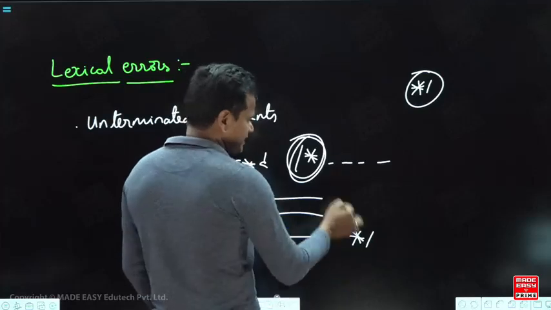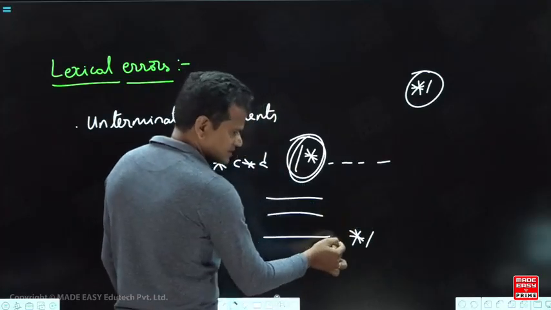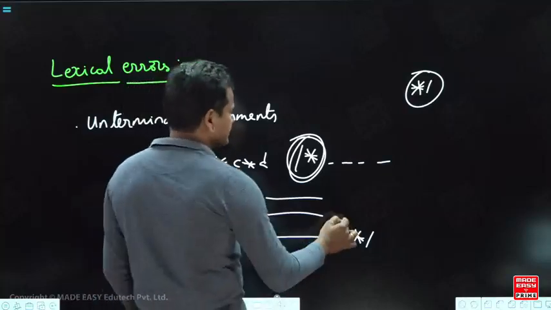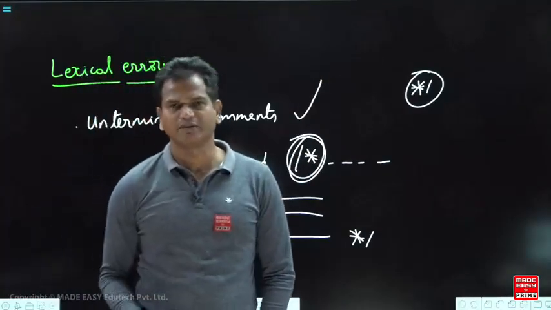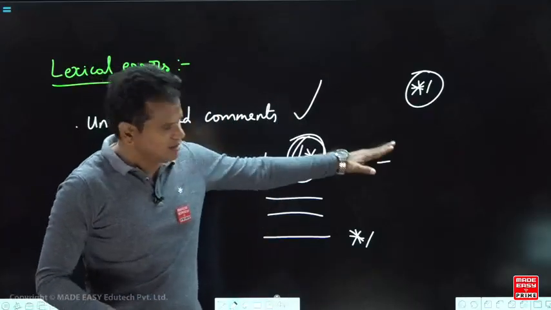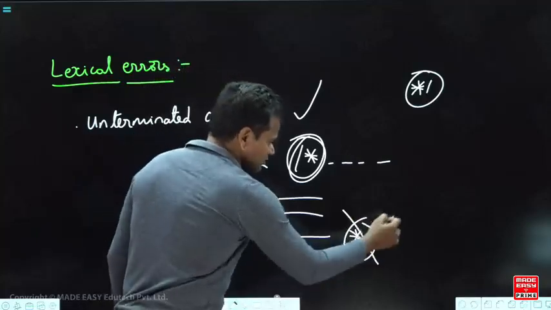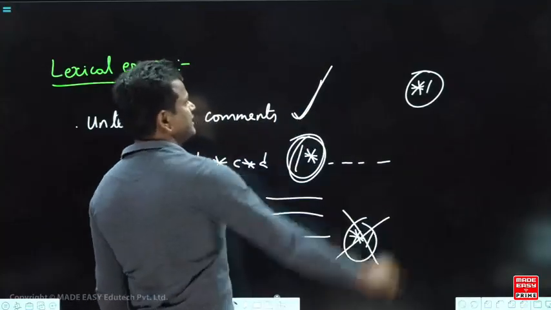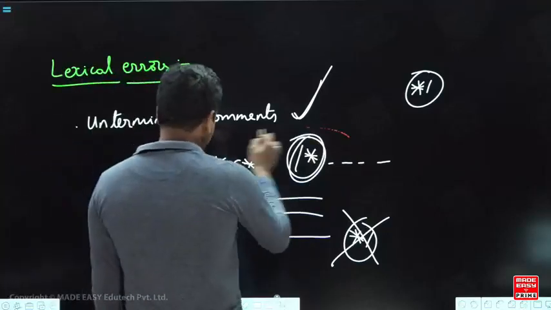If it is not present in this place, or this place, or anywhere in the program, then it will throw an unterminated comment error. So when you open, you have to close, either in the same line or after some lines. If you don't close it, it will be an unterminated comment. So whenever you open a comment, you have to close it.